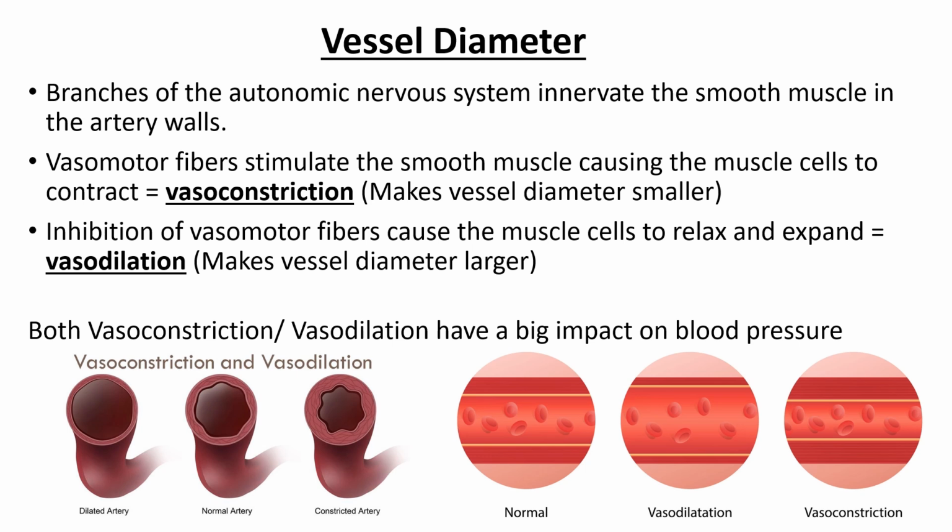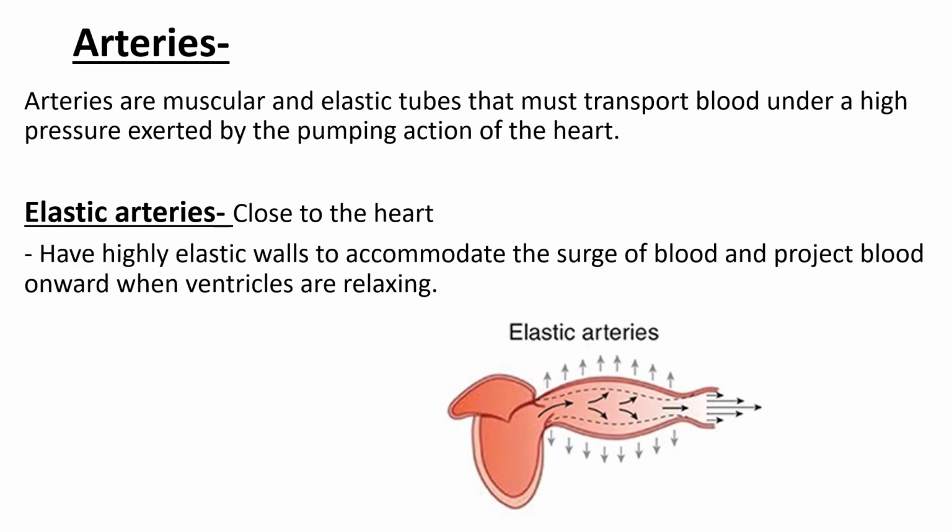And when we get these same muscle fibers to relax and expand, we refer to this as vasodilation. So vasoconstriction, the vessel gets smaller. Vasodilation, it's going to get larger, wider, so we can move more blood through that vessel. And both of these will, of course, impact blood pressure. If we're constricting the vessel, we're going to increase the blood pressure because we're just measuring the pressure against the vessel wall itself. So arteries, muscular and elastic tubes that transport blood under the high pressure exerted by the heart.